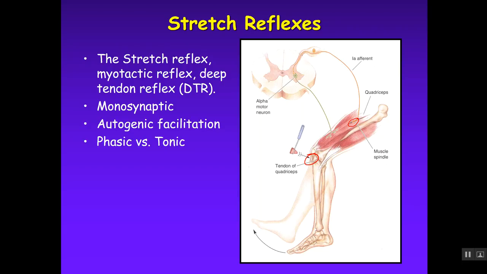They have other roles too. But so then you tap on that tendon, that signal goes back directly, in one synapse, even without an interneuron, to the anterior horn cell to cause your quad to contract.